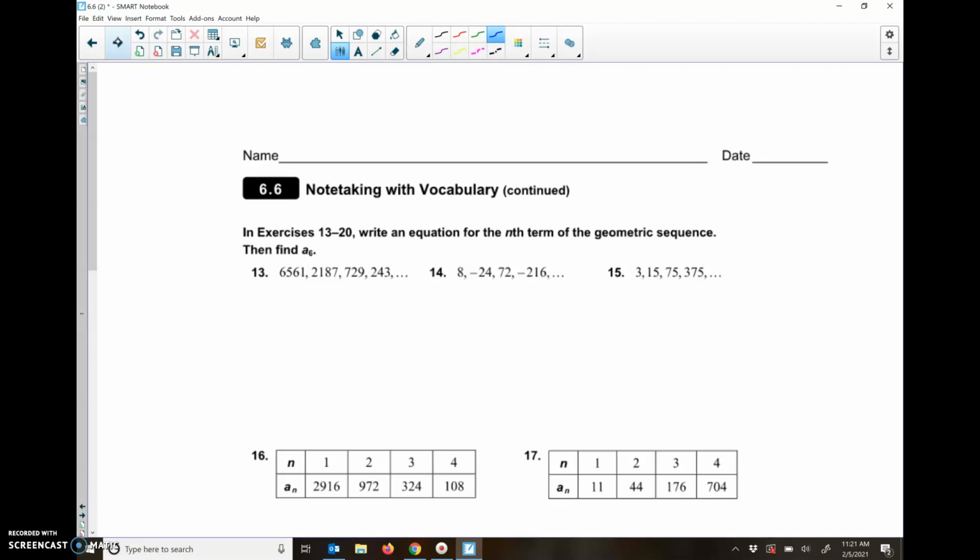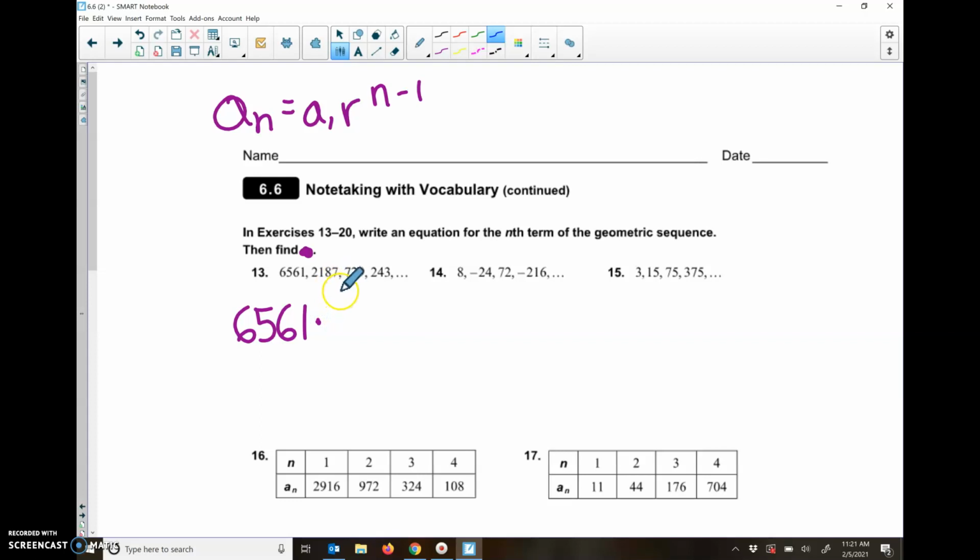Okay, here it wants us to write the formula for it. So let's pretend that we don't see right here where it says find the 6th term. We're just going to write that formula for it. So remember, here's our formula. So A_n equals A_1 times r raised to the n minus 1. So A_1 for this one is going to be our first number, 6,561. Times our rate. So we need to figure out our rate here.